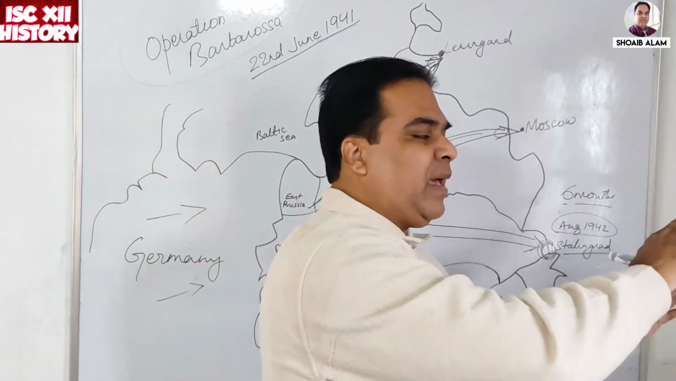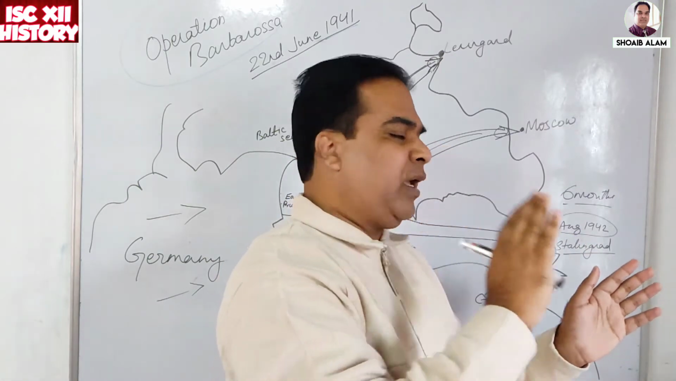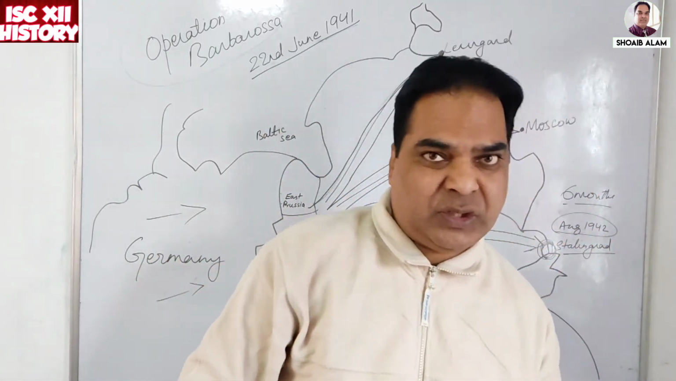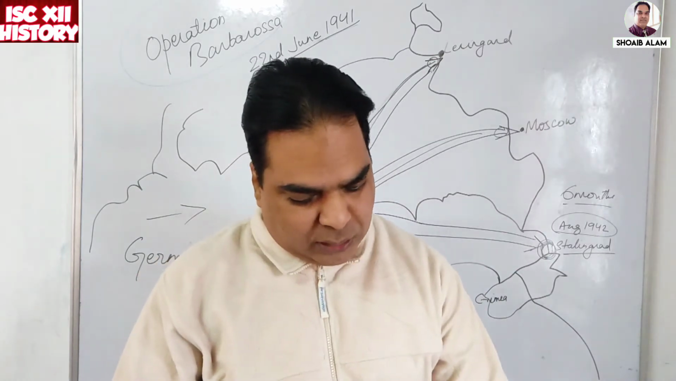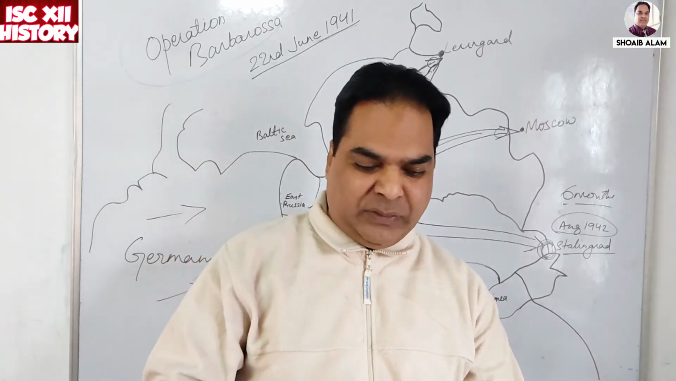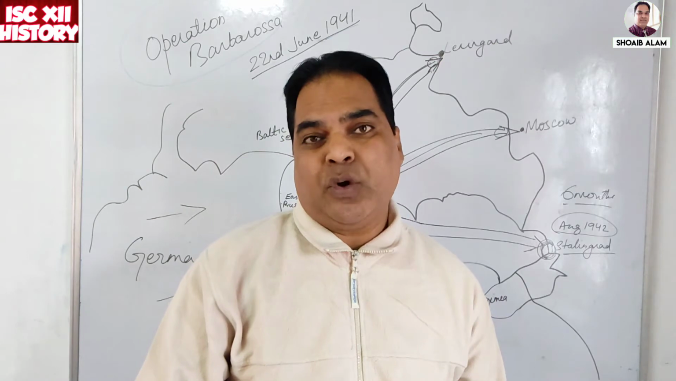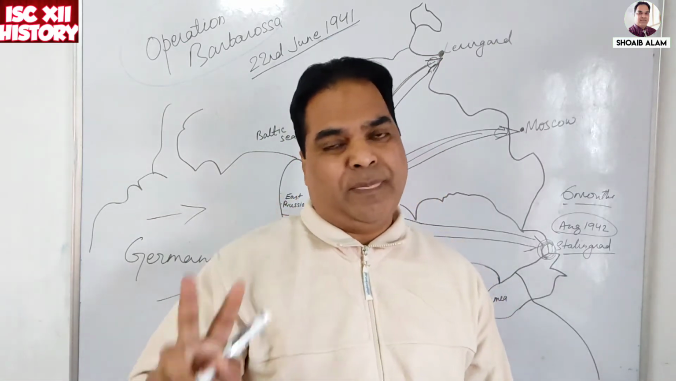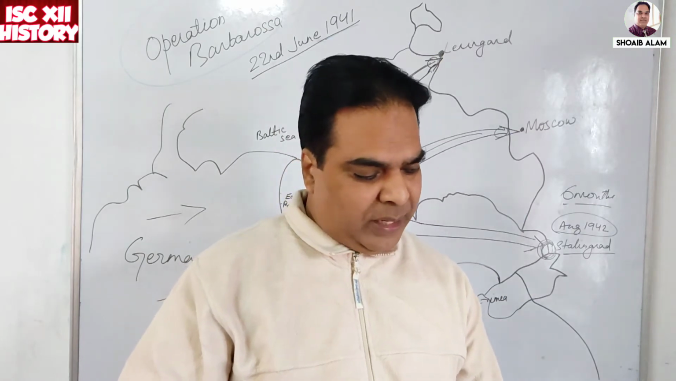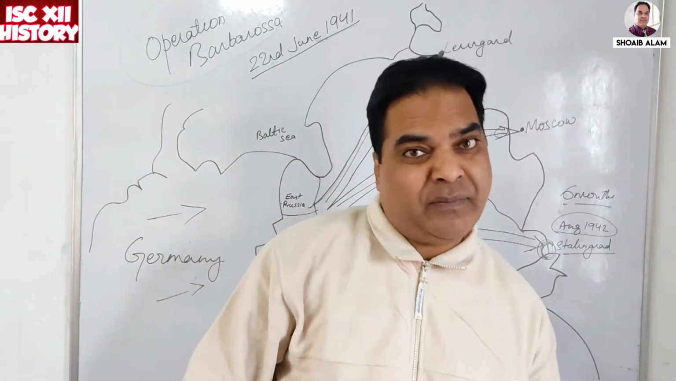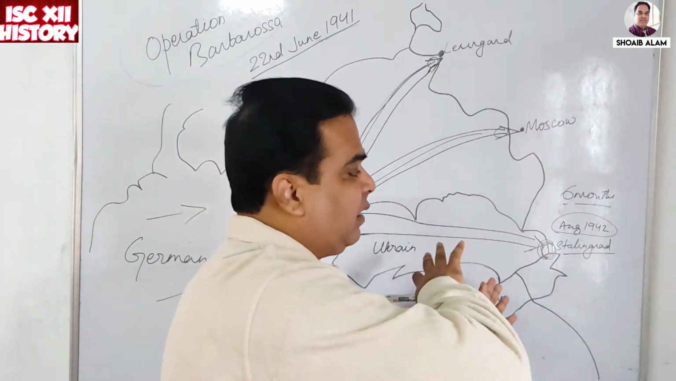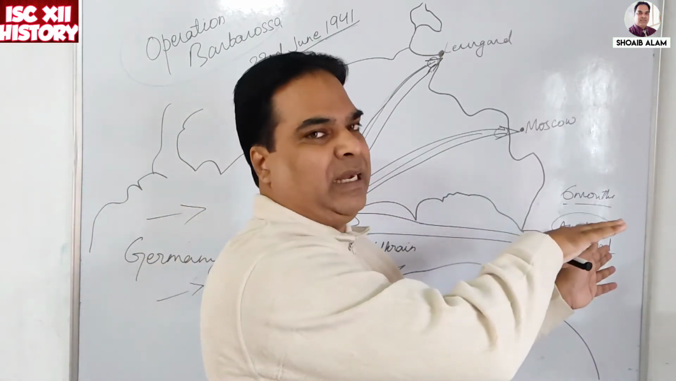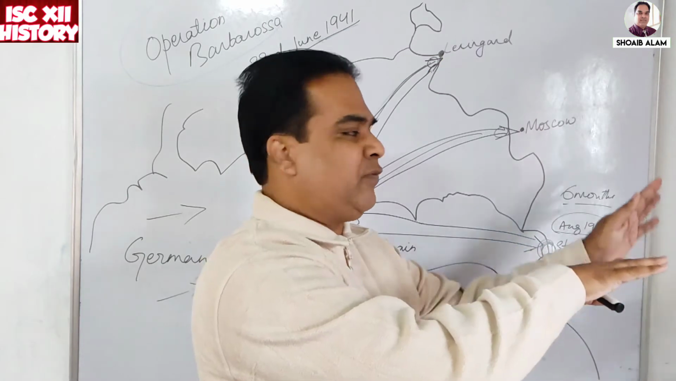Retreat means to move back. While retreating back, what did they do? They destroyed all the bridges, railway lines, factories. Why did they destroy their own property? To stop the advancement of Germany, to prevent the German advancement from entering into Russia. Once the Germans entered Russia, that would be a great disaster for the Russians.